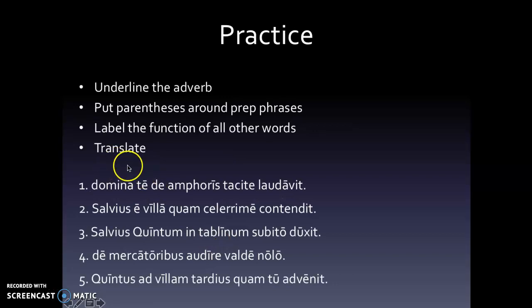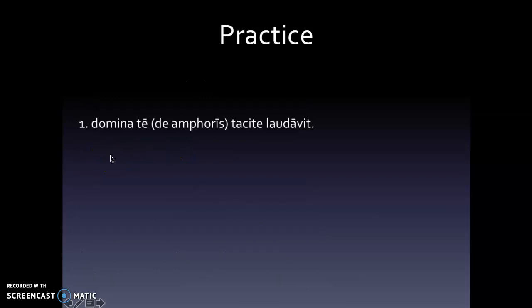All right, let's do some practice. So copy down these five sentences. You want to underline the adverb, put parentheses around prep phrases, label the function of all the other words you possibly can, and then translate. All right, so number 1, we have a prep phrase in here, de amphoris. We've got a nominative for our subject, a direct object, accusative. We've got an adverb here and a verb. So the master praised you about the amphoras or the jugs quietly. You could also say the mistress quietly praised you about the amphoras.